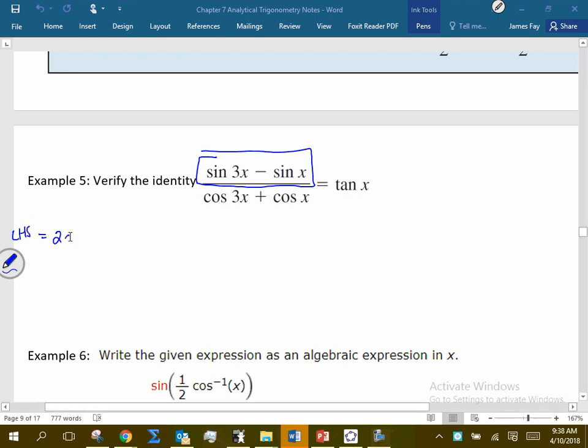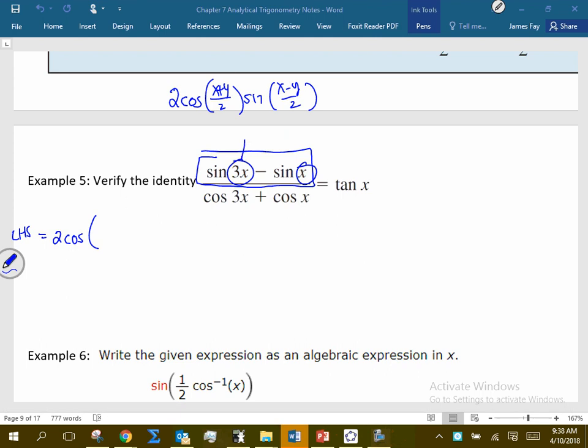Becomes 2, and then we had cosine. Now the argument is that plus that divided by 2. If we go up to our formulas, it's 2 cosine of x plus y over 2 sine of x minus y over 2. They're calling that x, and they're calling that y, or u and v. I don't necessarily like using x and y here because of that x showing up in the problem, but it doesn't matter. So we're going to add those together, so you get 4x over 2, which just becomes 2x, right? Does that make sense? If I subtract them, I get 3x minus x is 2x. 2x divided by 2 is just x. So we get sine of x.